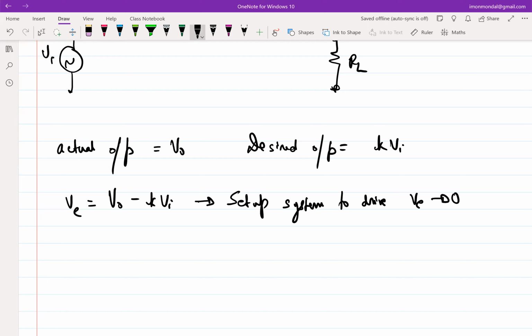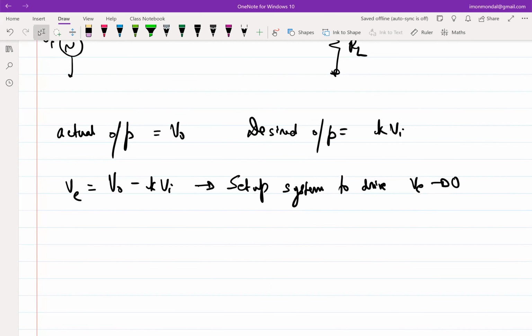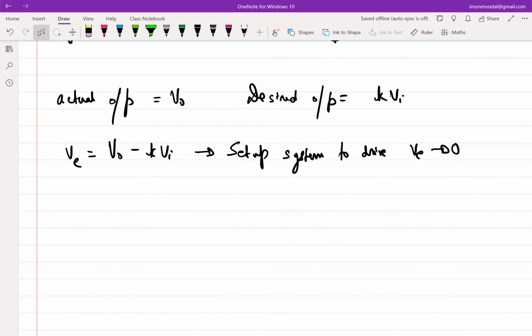Right? So if I can set up a system which drives the error to 0, then V0 will be equal to KVI. Correct? Okay, fine. So if we do this, this is all good. But the problem is, in order to do this, you'll have to ensure that you have KVI in the first place.